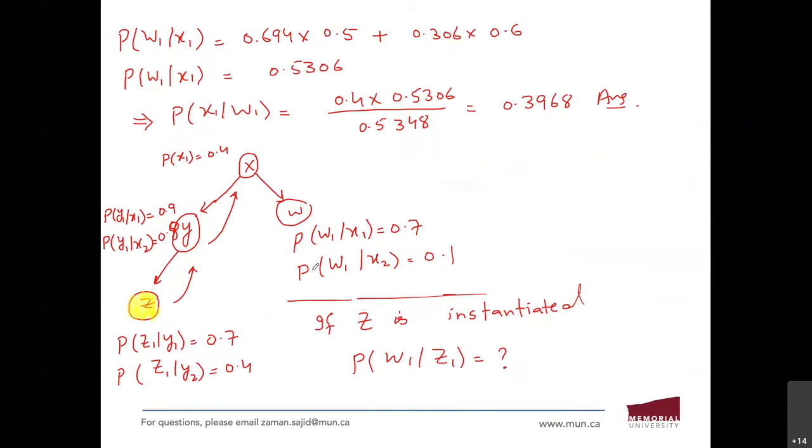Before I go to the next slide, I just want to mention here, because I'm interested in the probability of W1 given Z1, what we will do is perform a backward analysis from Z and then a forward analysis from X to W. So let's put this here. We will also come from X to W as well.